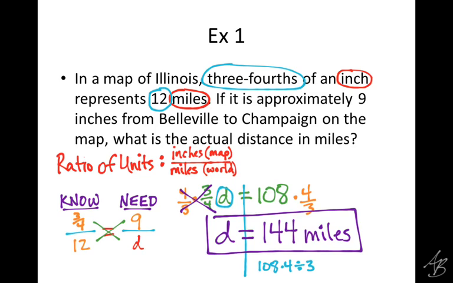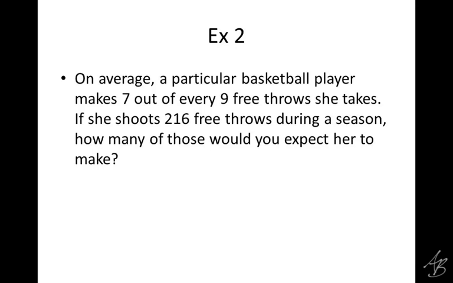So moving on to the second example. This one will be a little easier as far as the math goes. All right, so in this example, we have a basketball player, and she's shooting free throws. She makes 7 free throws out of every 9 that she takes. We want to know that over the course of the season, if she shoots 216 free throws, how many is she going to make out of those 216?